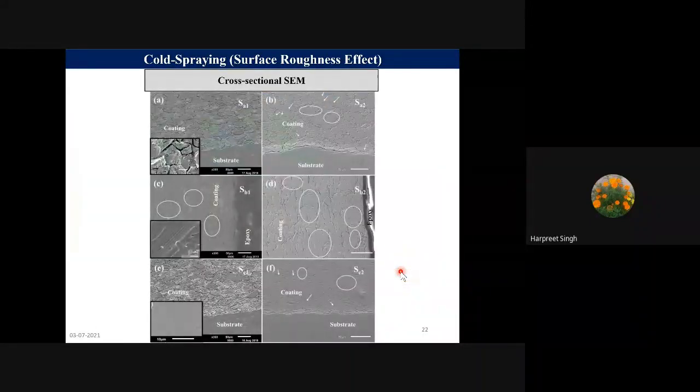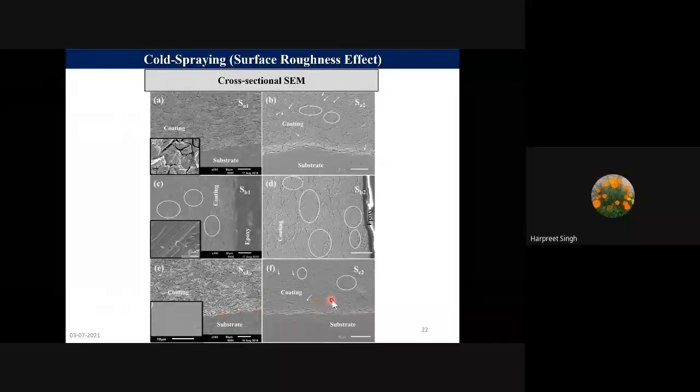Now these are further cross-sectional SEM images. See how beautifully SEM can pick up these cross-sectional details. So this is this one, this one, and this one, and these are heat-treated cases. These are as-sprayed coatings, and these are heat-treated. So you can see merging of these splat boundaries taking place and so on. Okay, so this is our third case.